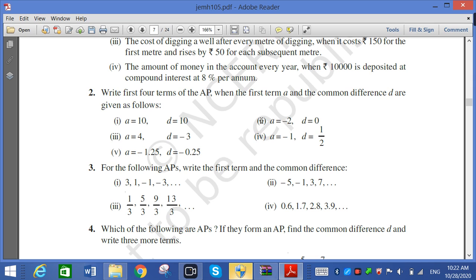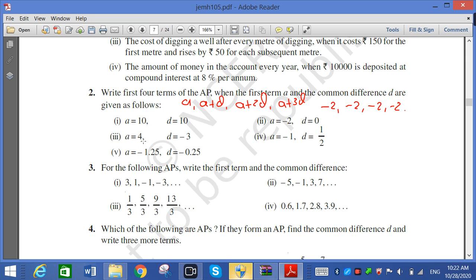So let us do one more, the second. So minus 2, again A plus D, A plus 2D, A plus 3D. So minus 2, again minus 2, again minus 2, again minus 2, because the common difference is 0. So the series is like that. Again we have to find 4 terms.